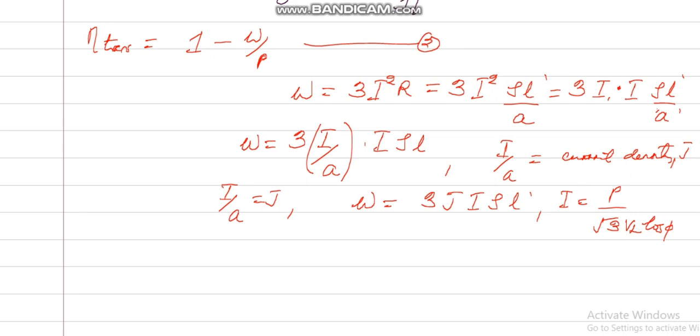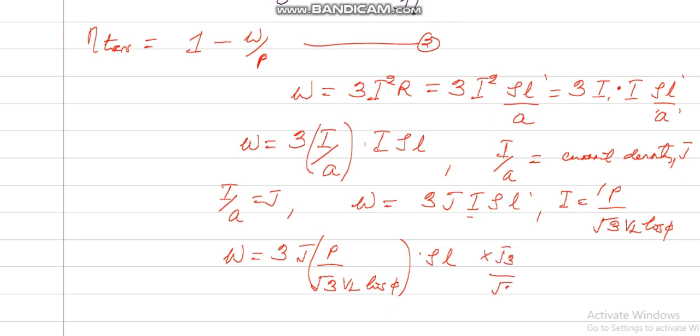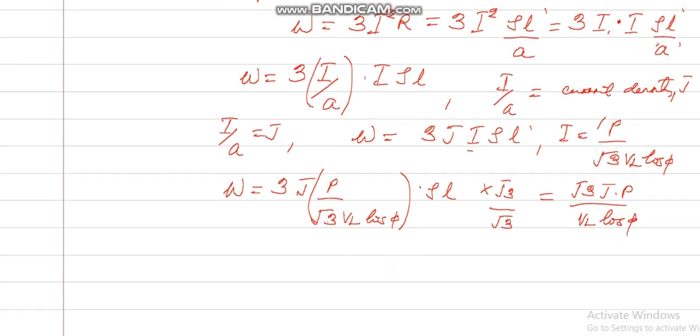So substituting I, P over root 3 VL cos phi, in place of the current I, we get power loss W equals 3 times J, current density, times P over root 3 VL cos phi, which is in the bracket, times resistivity rho times length. If you multiply by root 3, you rationalize the denominator. Root 3 times root 3 is 3. This 3 cancels. So we get W equals root 3 times J times P over VL cos phi, times resistivity rho times length, over VL cos phi.